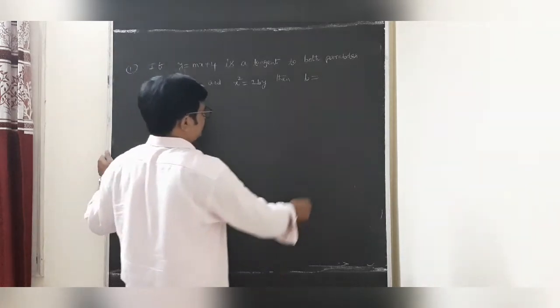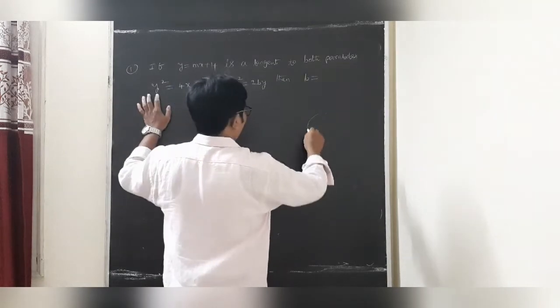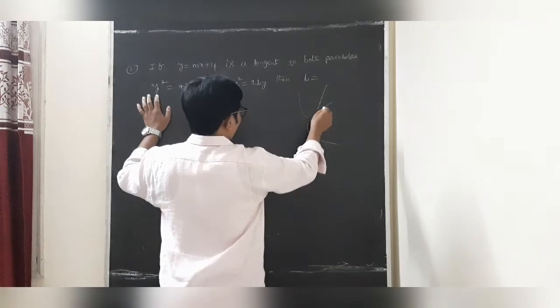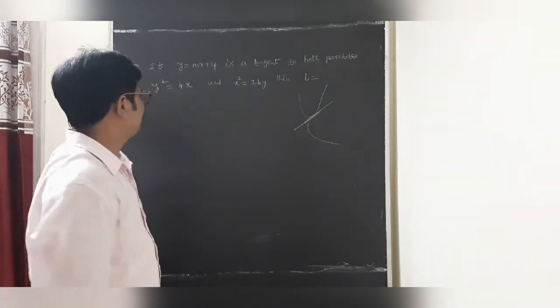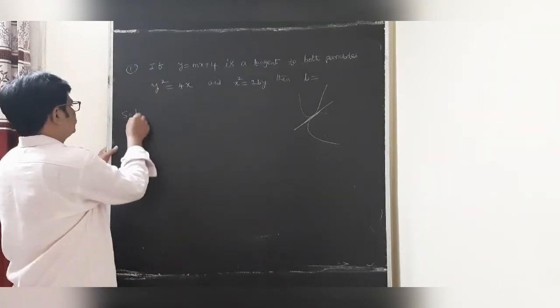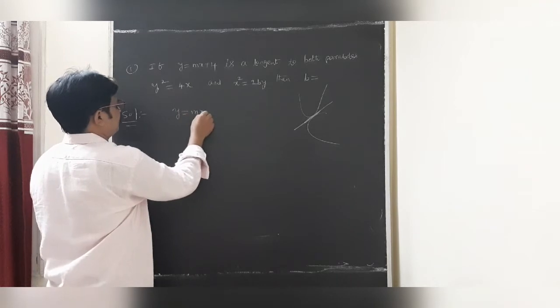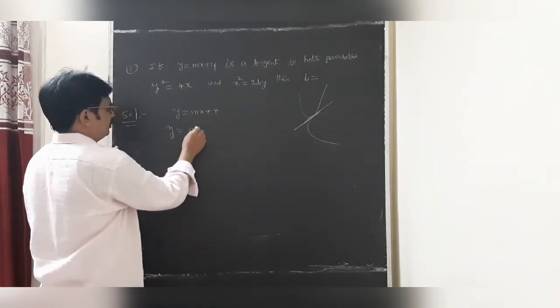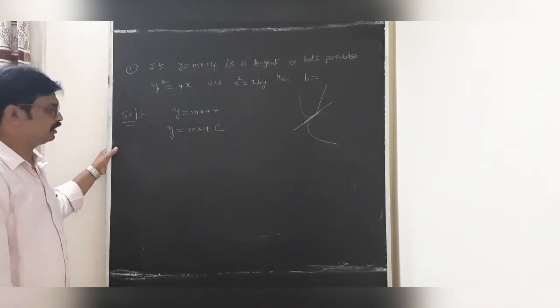My dear students, first we take here x square equal to 4ax. Suppose this is another one, x square equal to 4by. This is the common tangent. Right now we know the given line is y equal to mx plus 4. We have to compare this with y equal to mx plus c.